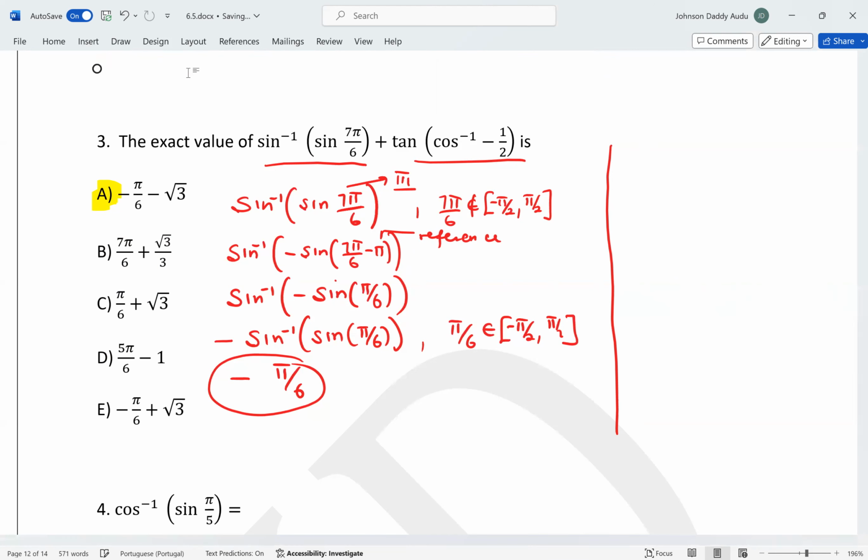So for this part, what do we do? We're interested in tan of cosine inverse of minus half. We can go easily. This is tan of what? What is cosine inverse of minus half? Cosine inverse of minus half, we can find that easily, right?